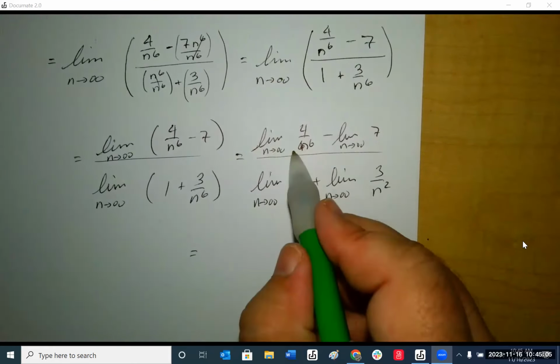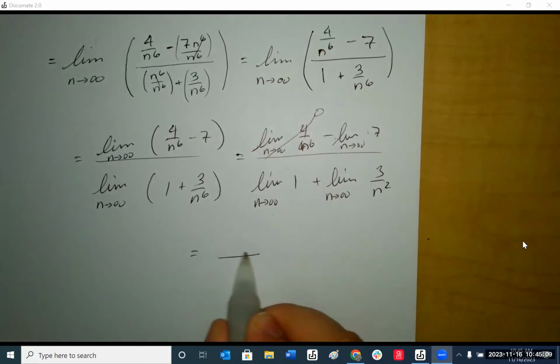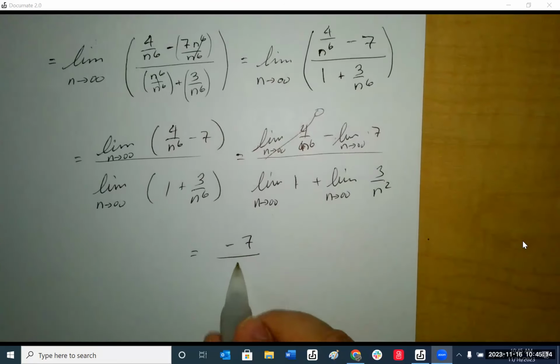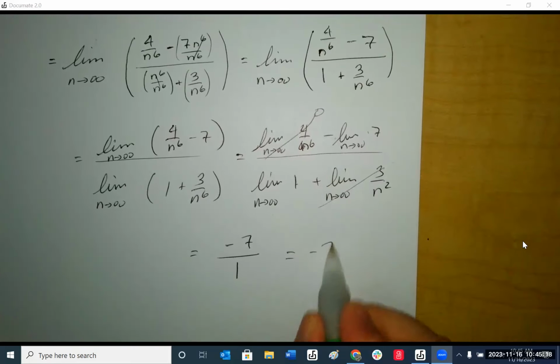So limit as n goes to infinity. This one goes to 0. This one goes to 7. Constant, so it goes to 1. This one goes to 0. So it's -7.